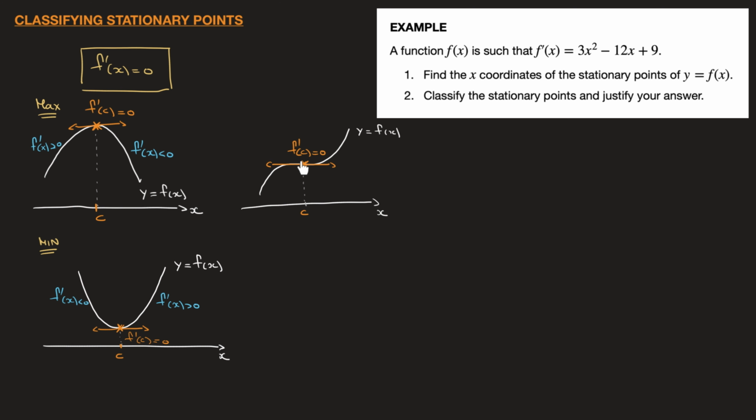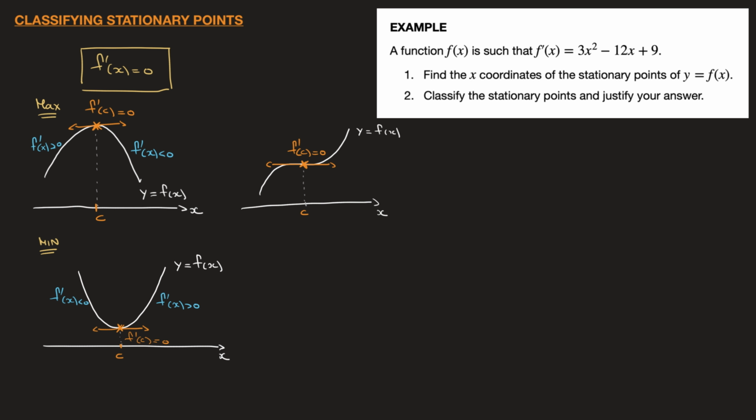So this is indeed a stationary point since the derivative equals 0, but clearly it's neither a maximum nor a minimum. And this type of stationary point is known as a horizontal point of inflection. The one that's drawn here is known as an increasing horizontal point of inflection, since the graph increases on either side of that point.